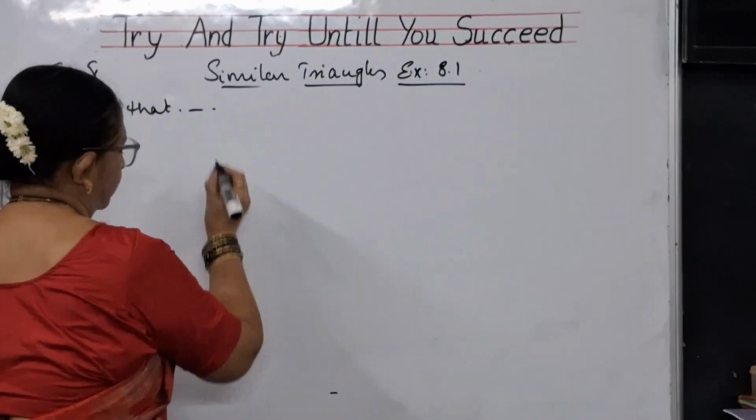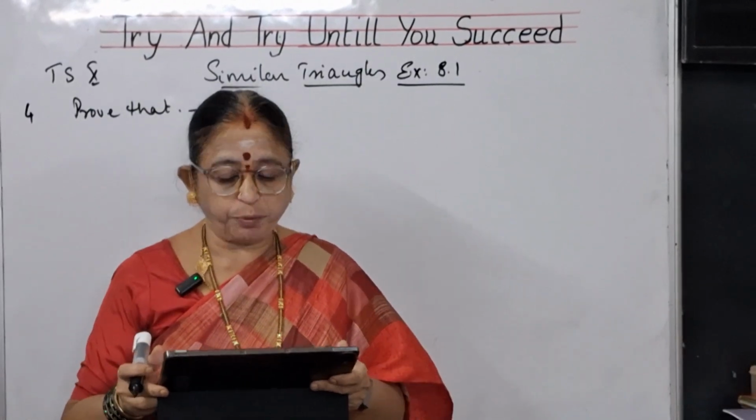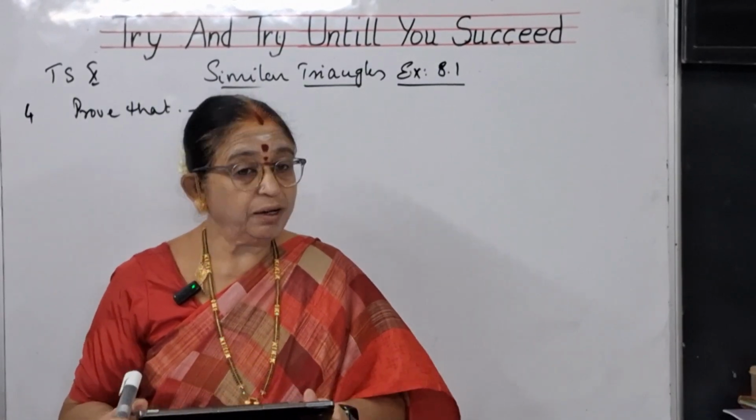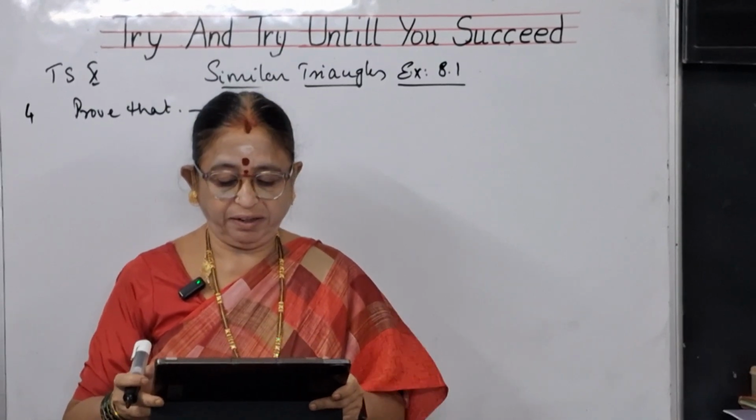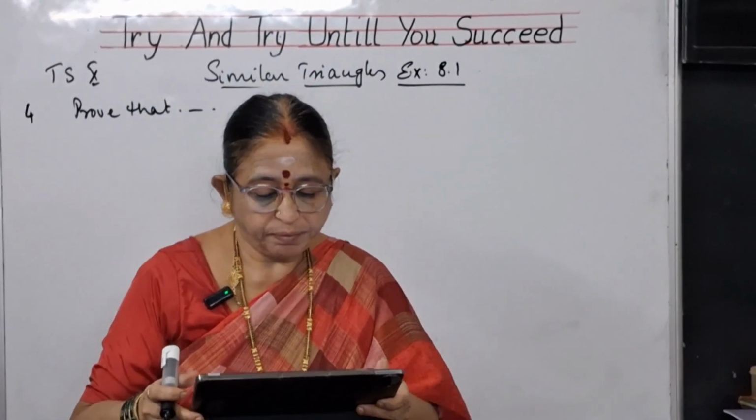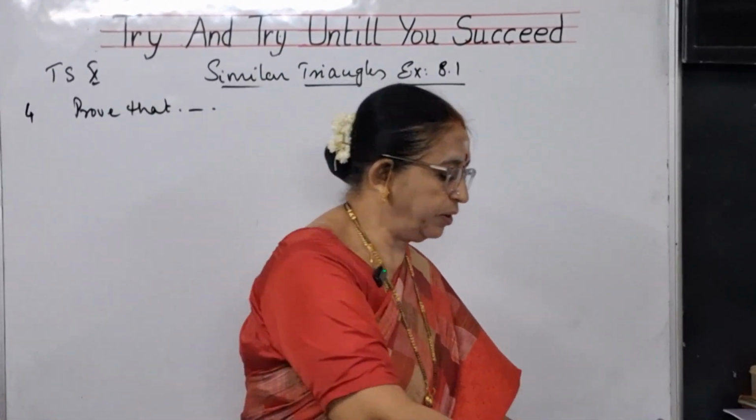let me read this problem. Prove that a line drawn through the midpoint of one side of a triangle parallel to another side bisects the third side. What is that they are saying? Prove that a line drawn through the midpoint of one side of a triangle.